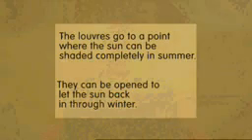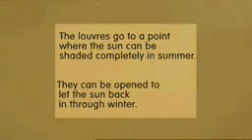He's talking about the louvres. He joins together 2 sentences. The louvres go to a point where the sun can be shaded completely in summer. They can be opened to let the sun back in through winter. He joins these sentences together using but. Notice we use a comma as well. The louvres go to a point where the sun can be shaded completely in summer, comma, but they can be opened to let the sun back in through winter.